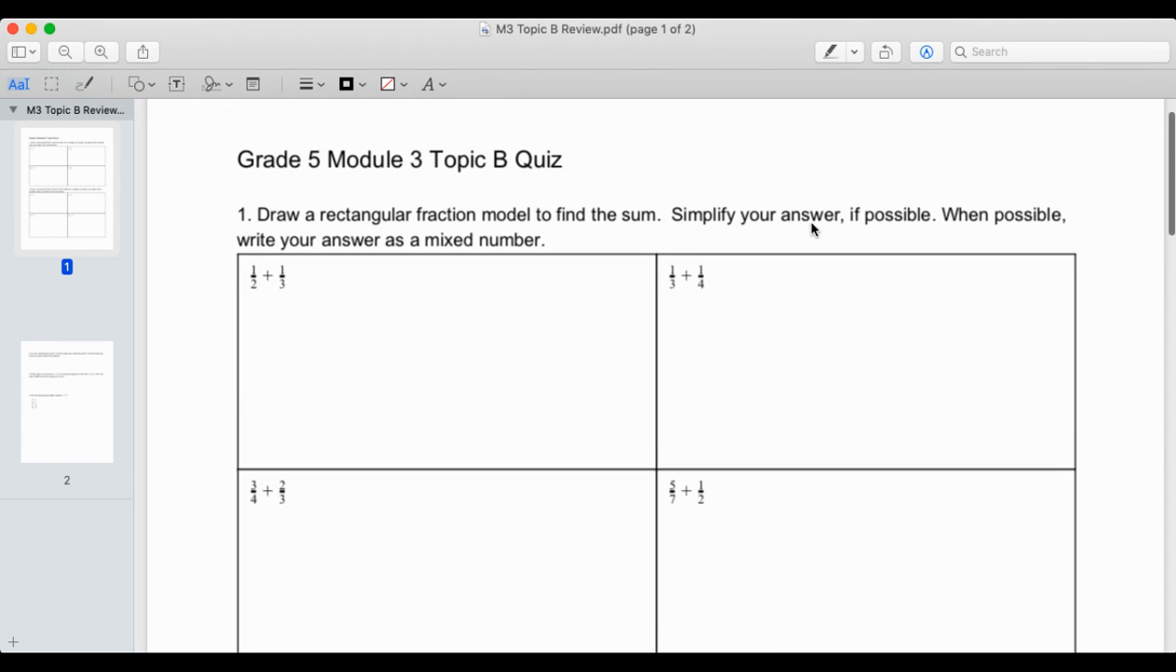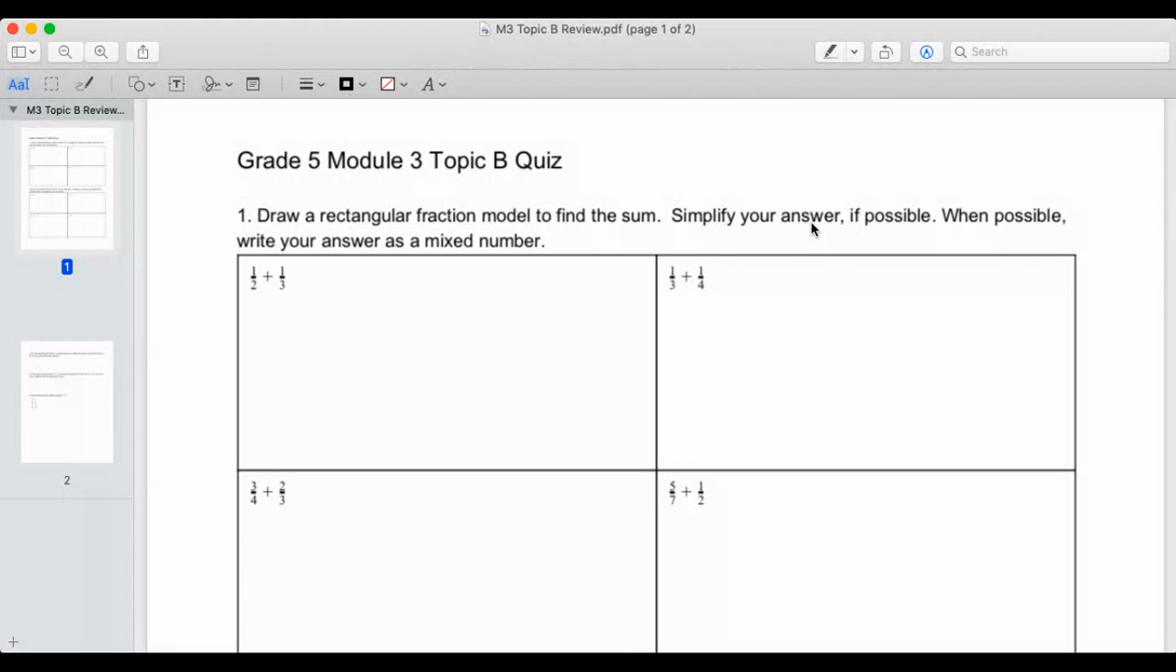All right, guys, so let's talk about some topic B skills. So topic B had us working with fractions that did not have like denominators. So instead of a half and a half, you're doing things like this first one, a half and a third. We know that we can't add or subtract fractions if their denominators are not matching. So step one in that scenario is always to change the denominators so that they are compatible, which means in this case, they need to be exactly the same.